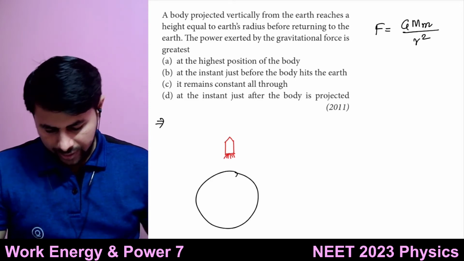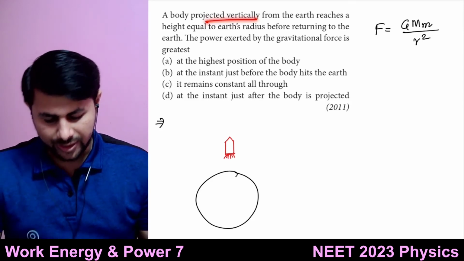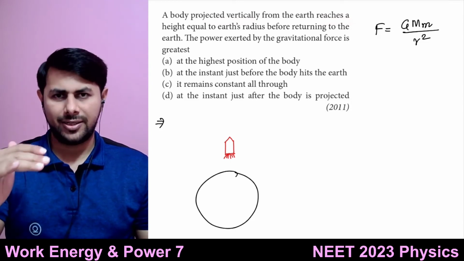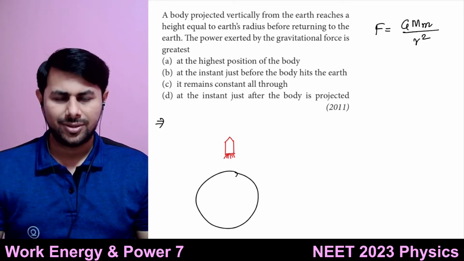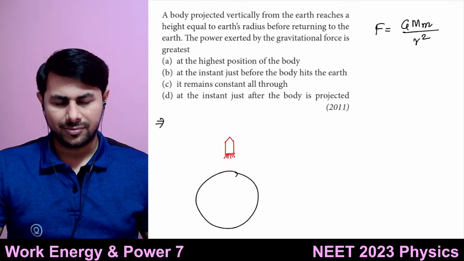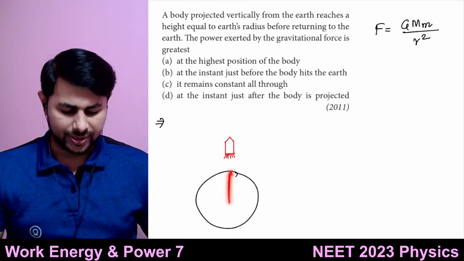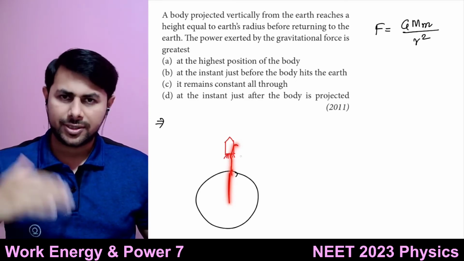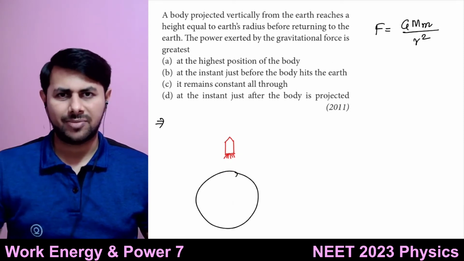Okay. And one more thing. It is projected vertically upwards and it reaches some height. When it reaches some height, what will happen? Its velocity will become zero. So its velocity is maximum when it is at the earth's surface. And force is also maximum at the earth's surface. As distance increases, the velocity also decreases and force also decreases because it stops at some height.